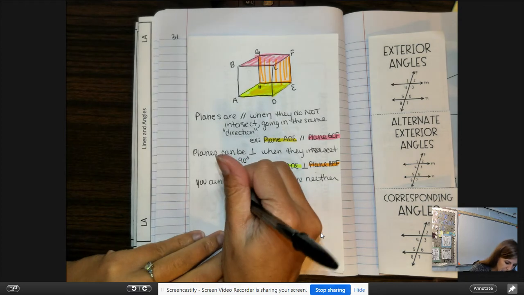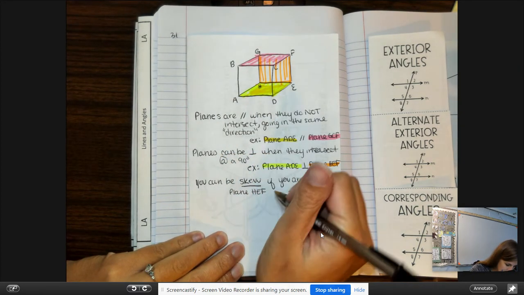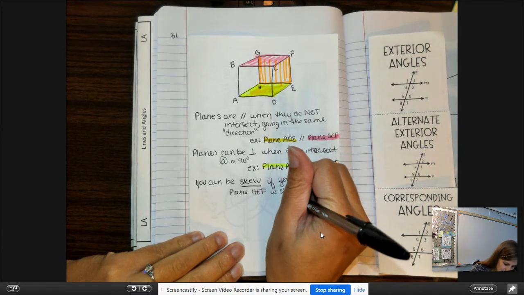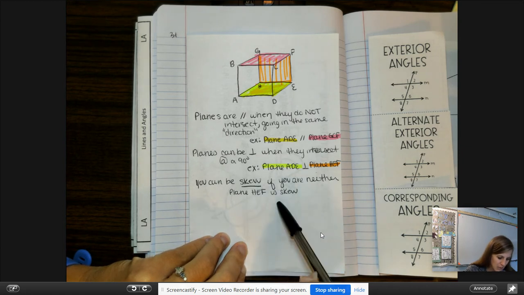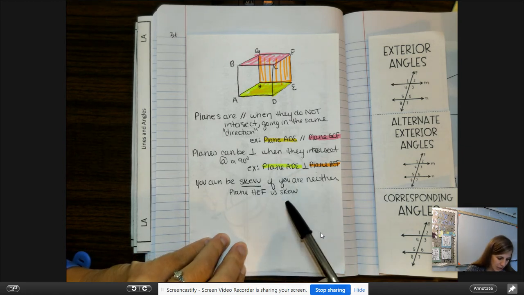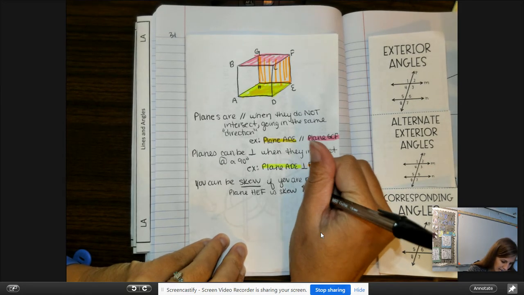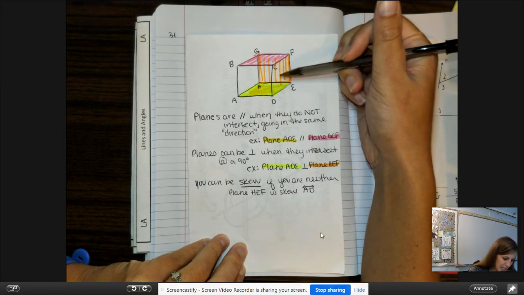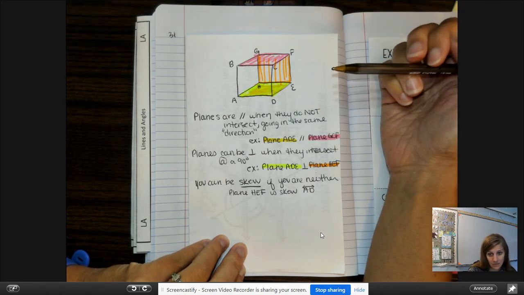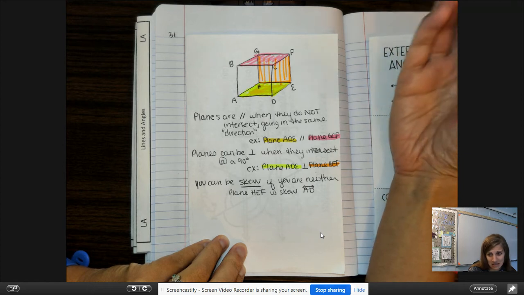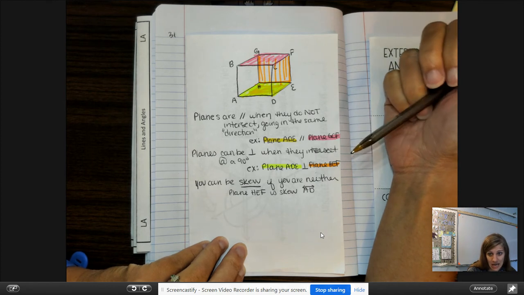So we could say that plane HEF, so that back plane, is skew, and like there's no fun symbol for skew, unfortunately. But that would be like skew with line AD. And that's because like this plane back here and this line right here, they're not going to intersect each other perpendicularly, and they're not going to be parallel either because it's like a plane and a line. Oh my gosh, it kind of doesn't make sense.